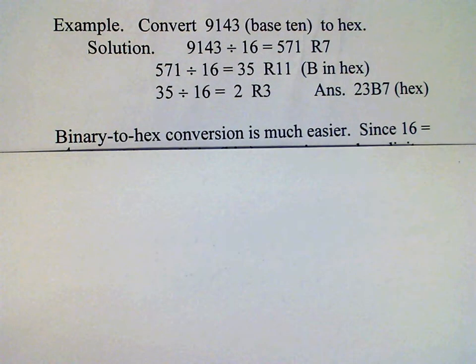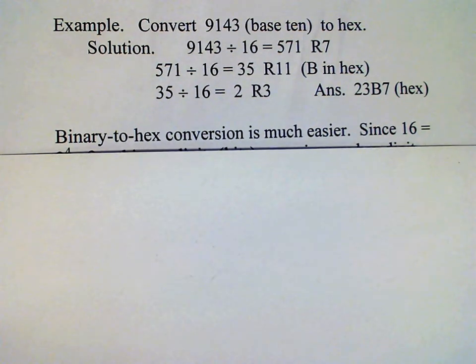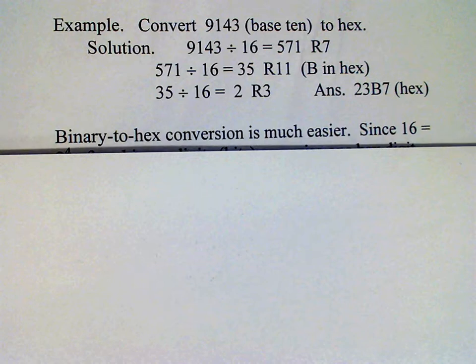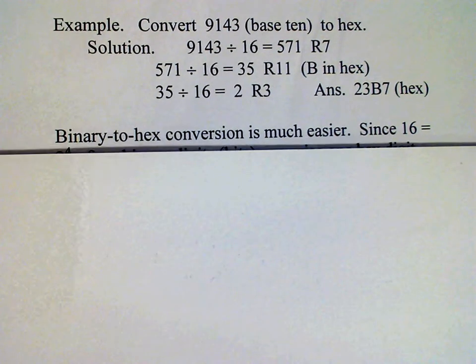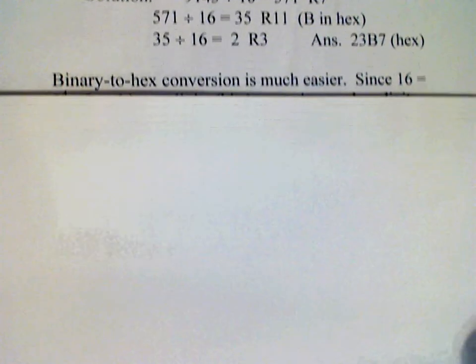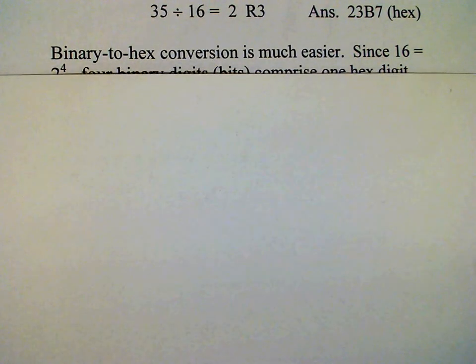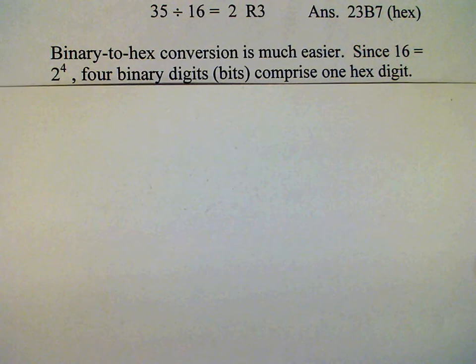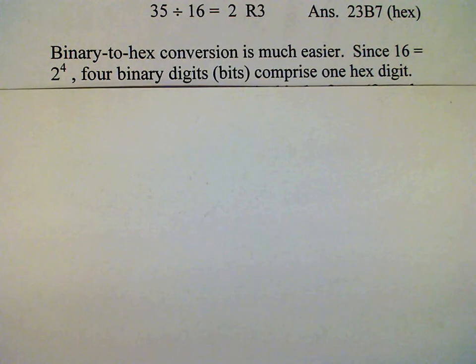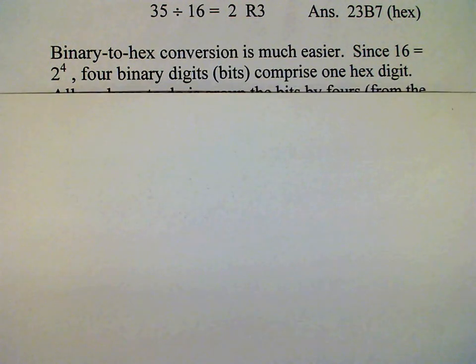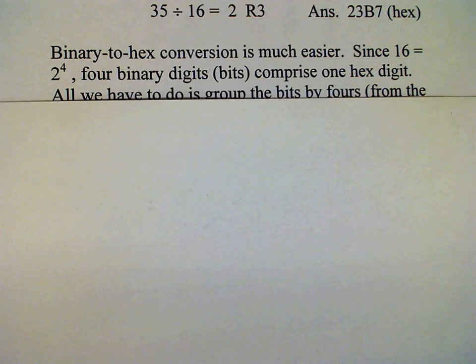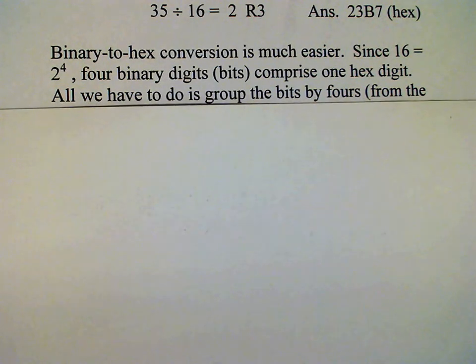And again, if we need to convert from binary to hex, then the process is much easier because 16 is just 2 raised to the 4th power. So all we need to do to convert any string of binary 1s and 0s to hex is just group the bits by 4 and convert to a hex digit.